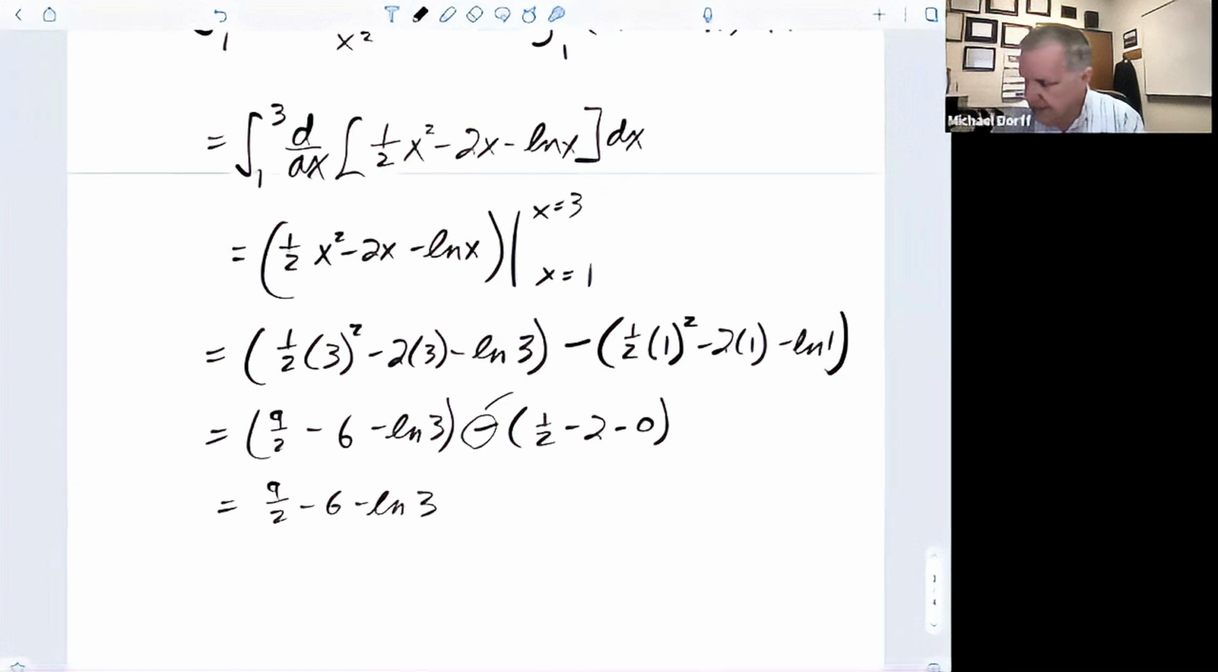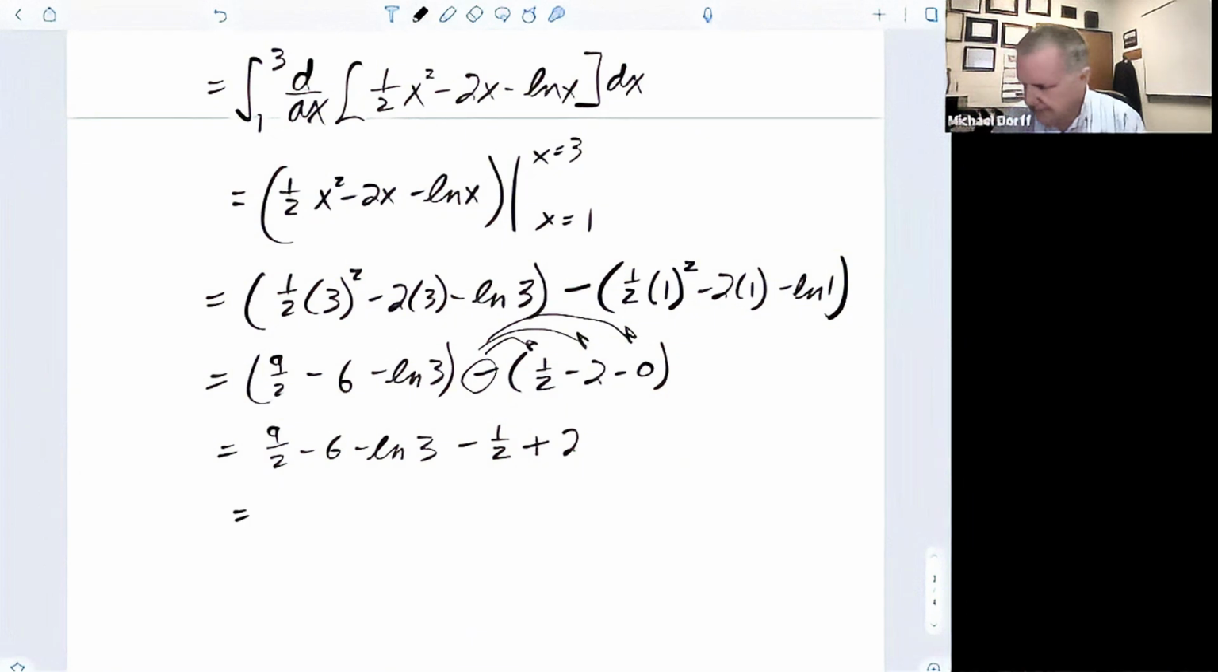I'm going to distribute my negative to everything here. And I get negative 1/2 plus 2, and then I can leave off the 0. And then when I simplify this, the 9/2 and the -1/2 is going to become 8/2, which is 4. So I have 4 minus 6 minus natural log of 3 plus 2. That's all just going to equal negative natural log of 3, and that's the answer.